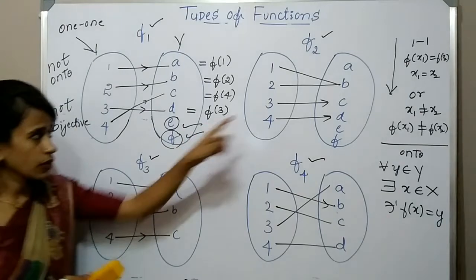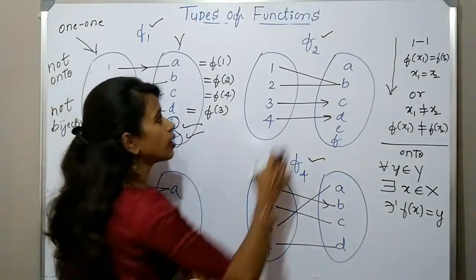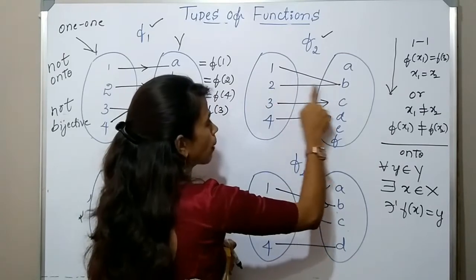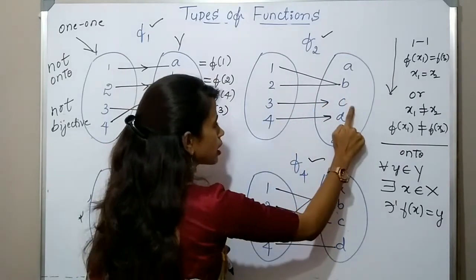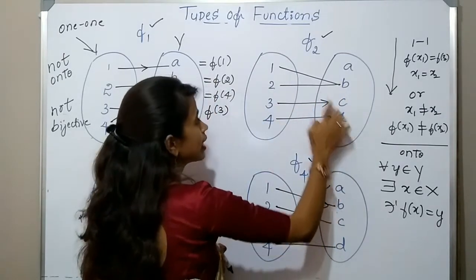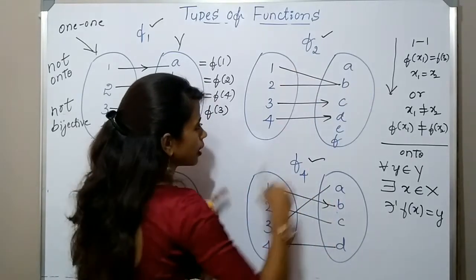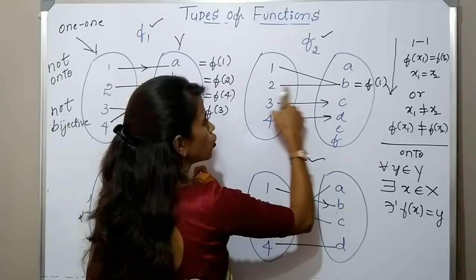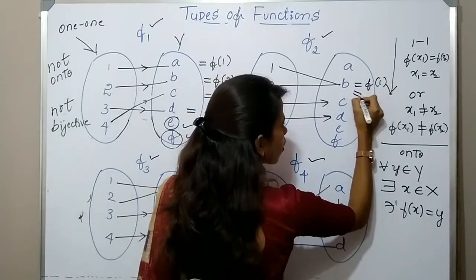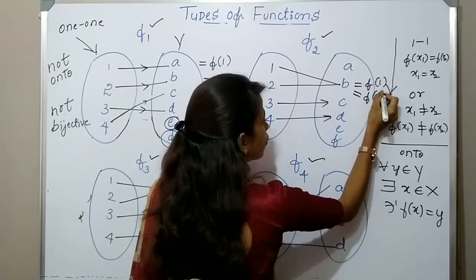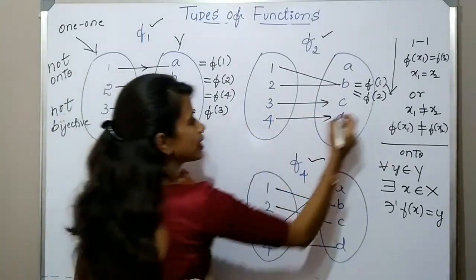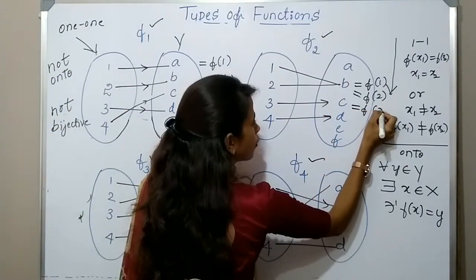Next, for the second function, here I am taking f2: 1 maps to b, 2 maps to b, 3 maps to c, 4 maps to d. That is, image of 1 is b. Here b is f of 1. And also 2 maps to b means b is also equal to f of 2. Is it okay? And 3 maps to c, it means c is equal to f of 3.